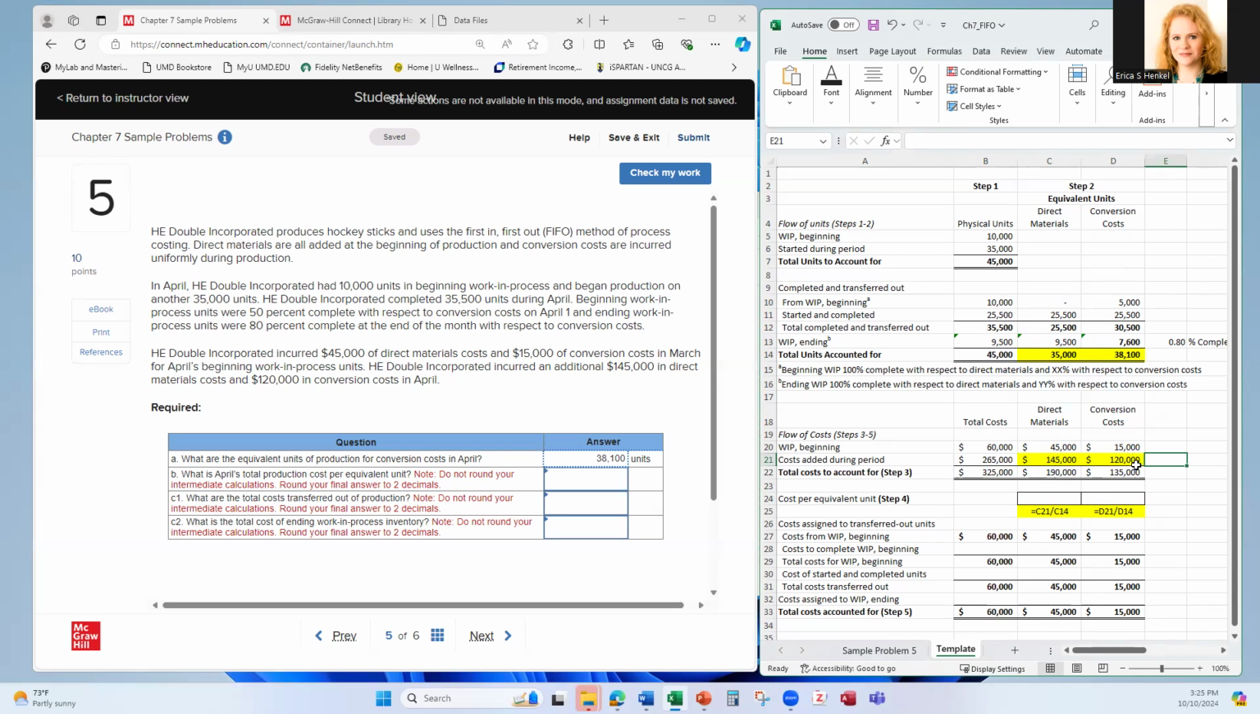So now we're going to calculate our cost per equivalent unit. Now, the important thing here is we're only charging out, because we're keeping the beginning WIP separate, only the costs that were added during the period. So we're going to take the costs added during the period divided by the units to account for.